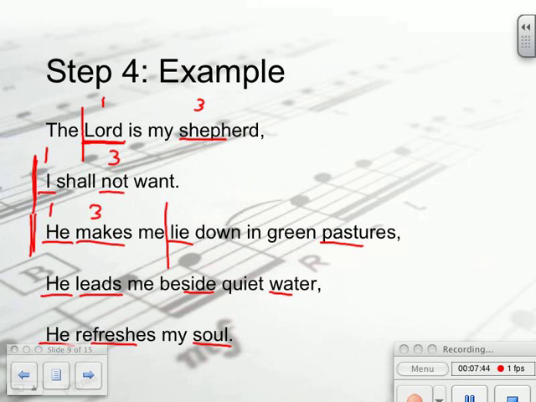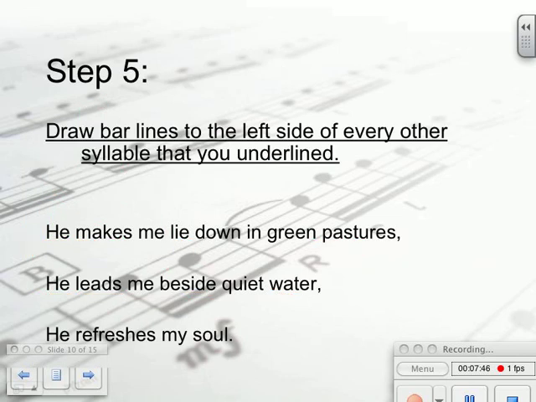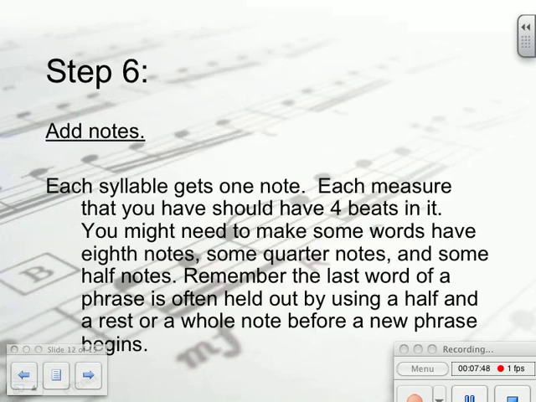Now, once you get done with that, you can move on to step 6. You get to add your notes. Like I said before, each syllable is going to get one note. And we are going to write all of our music in 4/4 time unless you come up to me and really prove to me that it can be in a different time signature. We're going to use 4/4 time signature.